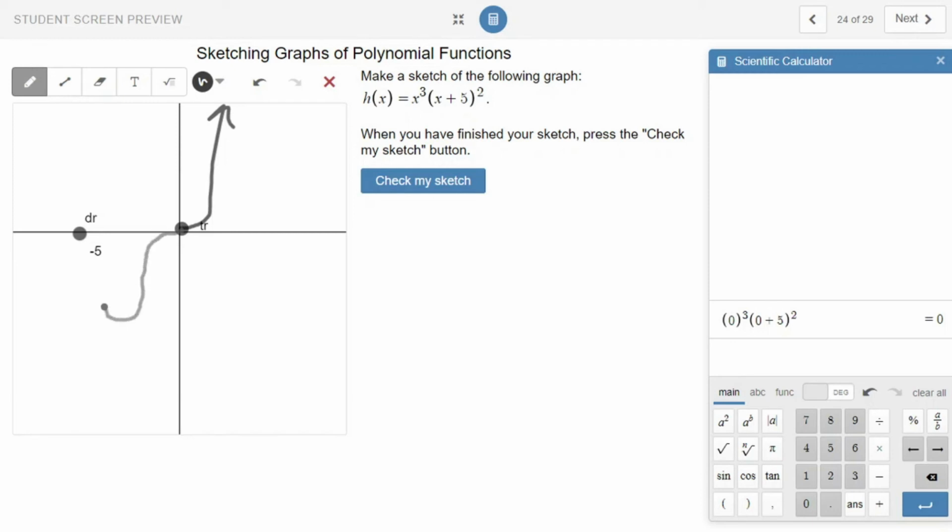Now we got to come back this way. Double root is going to touch the x-axis and go right back down. So it's going to do something like that. All right, and then you can check your sketch to make sure you sketched it correctly, and ours is lumpy here. It does do a double root out that way, so we're good.